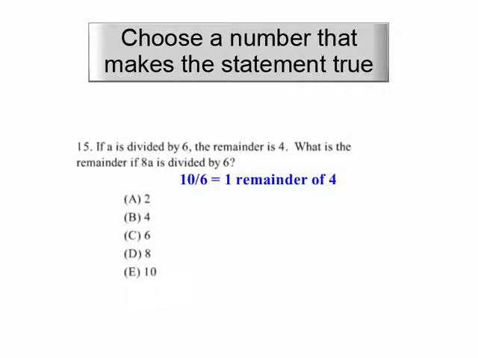Now multiply 10 times 8, giving you 8a. That'd give you 80. If I divide 80 by 6, 6 goes 13 times and leaves a remainder of 2. A real number that's left over.